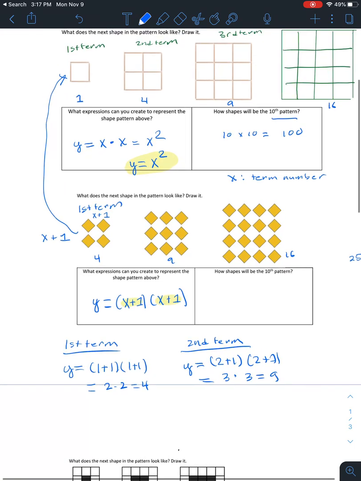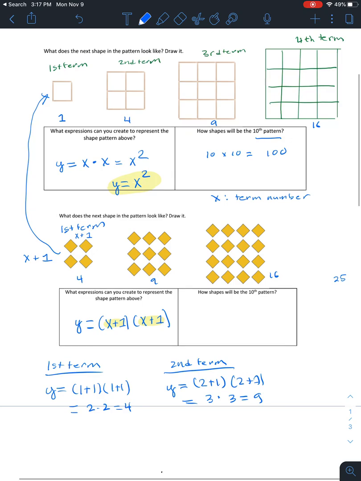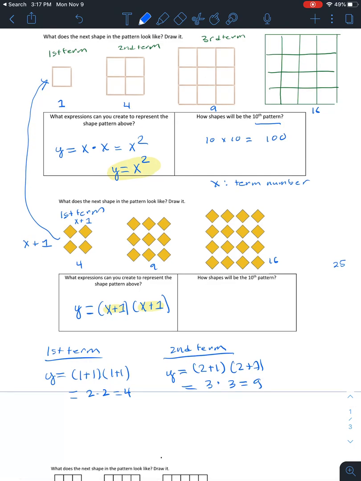So I want you to notice the difference between these two. The first one was x times x, because our first term was 1. So if we had 1 times 1, it got us 1. 2 times 2, it got us 4. But when we start the second pattern, this yellow one, we notice that 1 times 1 is not sufficient here. We have 1 more in the row, 1 more in the column. So that's why we have to do x plus 1 times x plus 1.